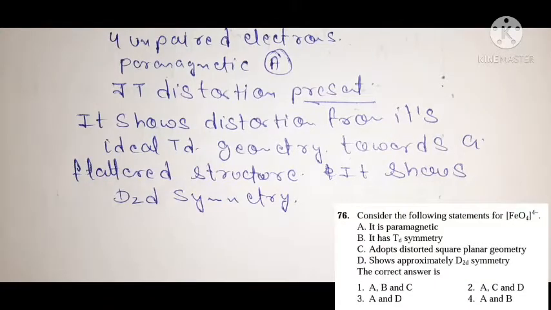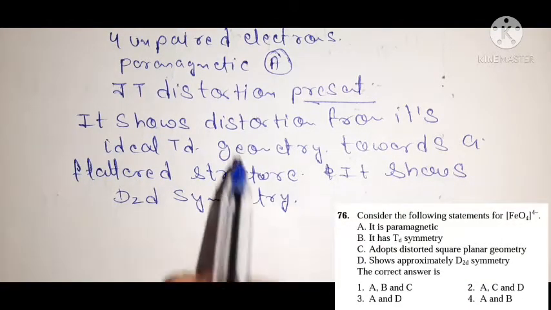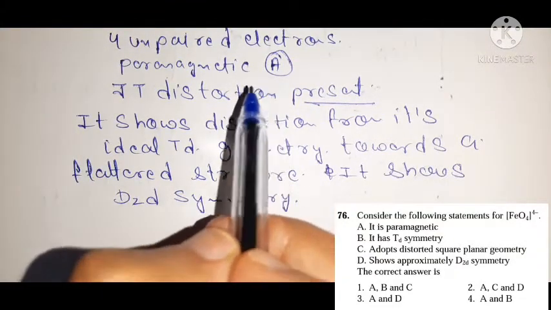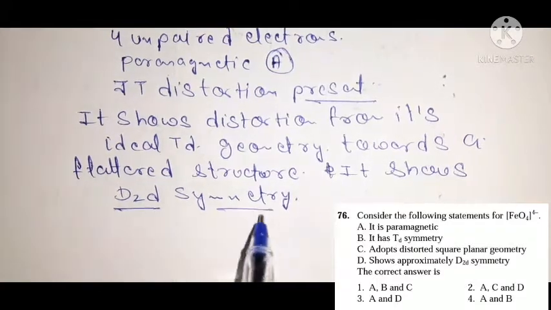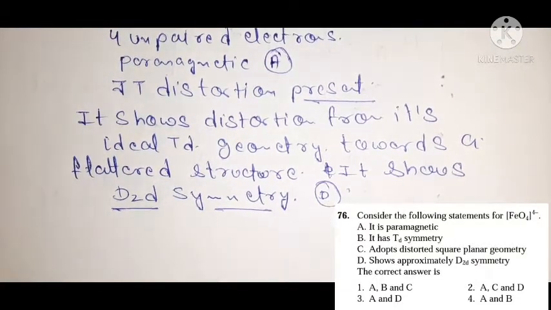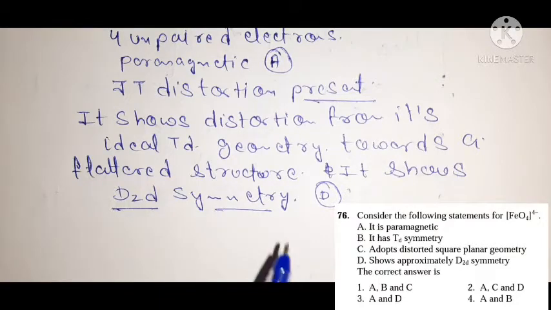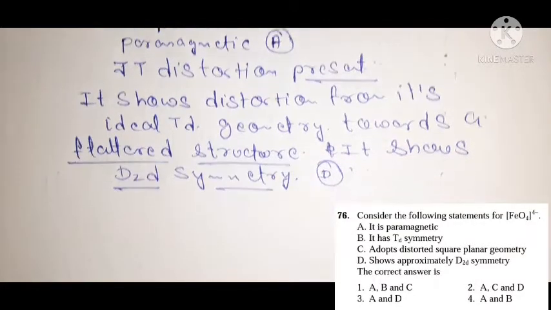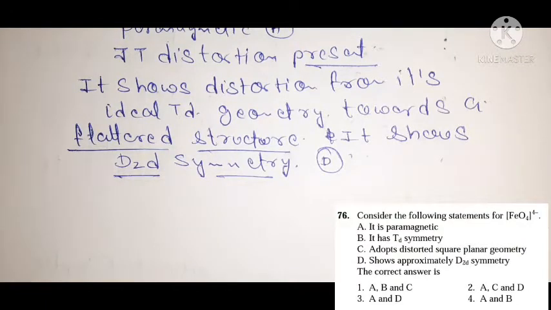D2d symmetry. Okay. So now it is paramagnetic, that is statement A is correct, and it has D2d symmetry. That means statement D is correct. Statements B and C are incorrect. It has tetrahedral geometry, because due to Jahn-Teller distortion, it shows distortion in its ideal tetrahedral geometry. So option B is incorrect, and it does not adopt distorted square planar geometry, but it adopts a flattened structure, not distorted square planar.